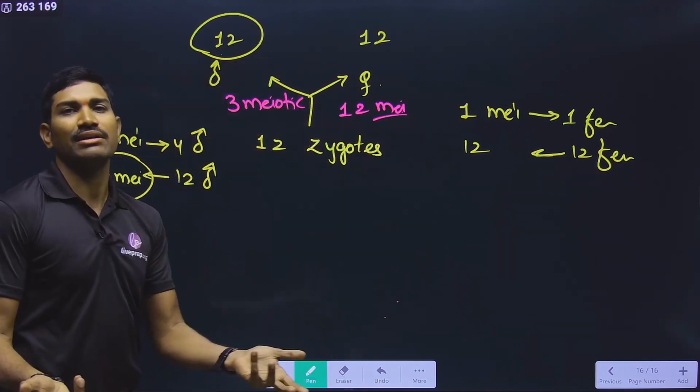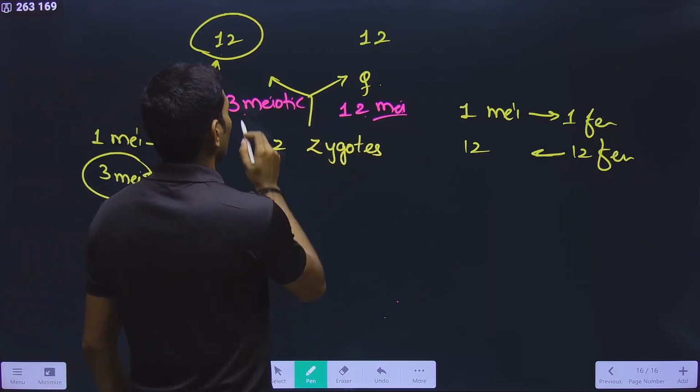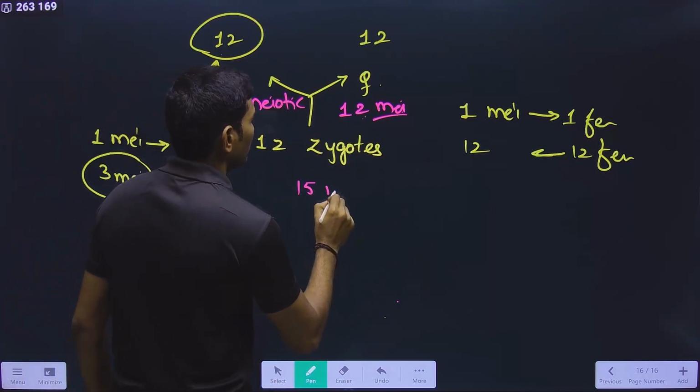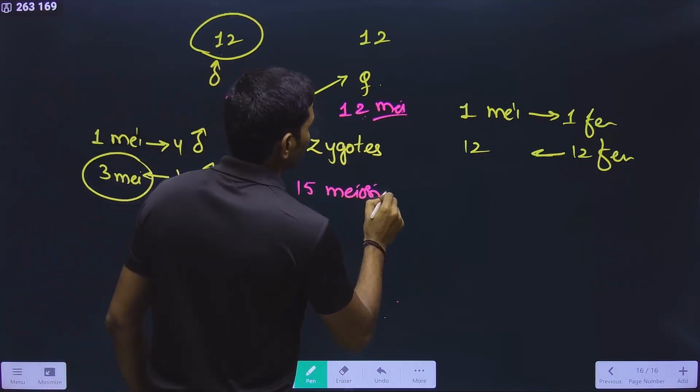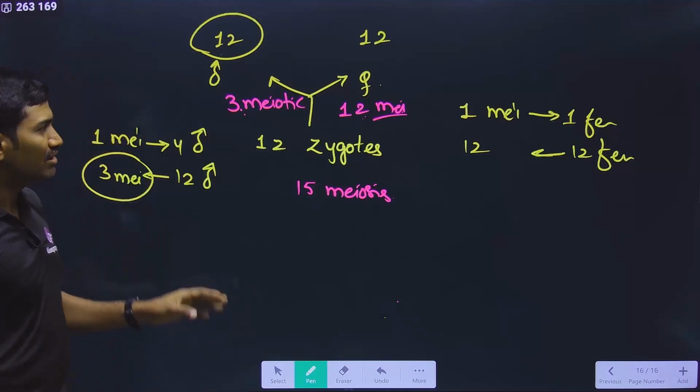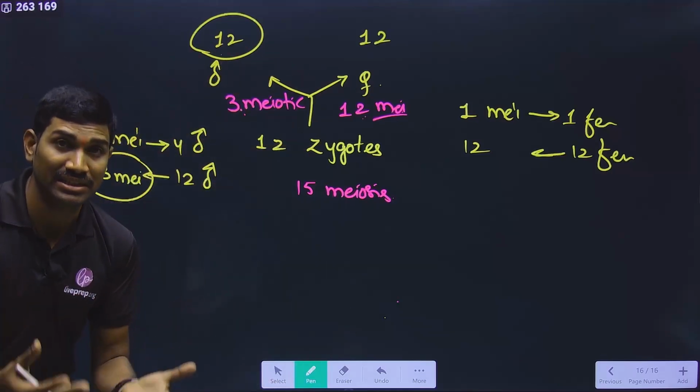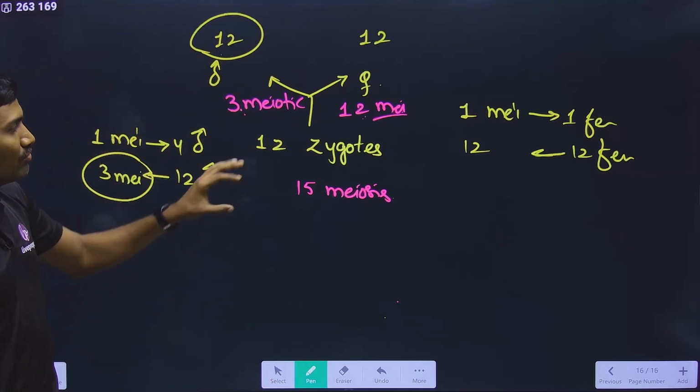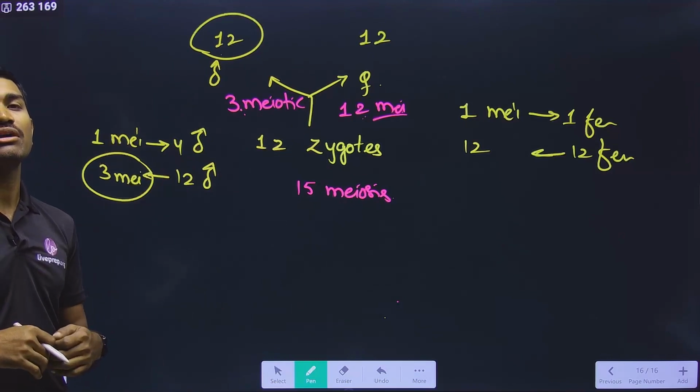12 meiosis are required. So what is the total number here? 12 plus 3, it is 15 meiosis are required. 15 meiosis are required. This is how you need to do the calculation. Understood? Now for the same thing, I will try to give a particular formula.